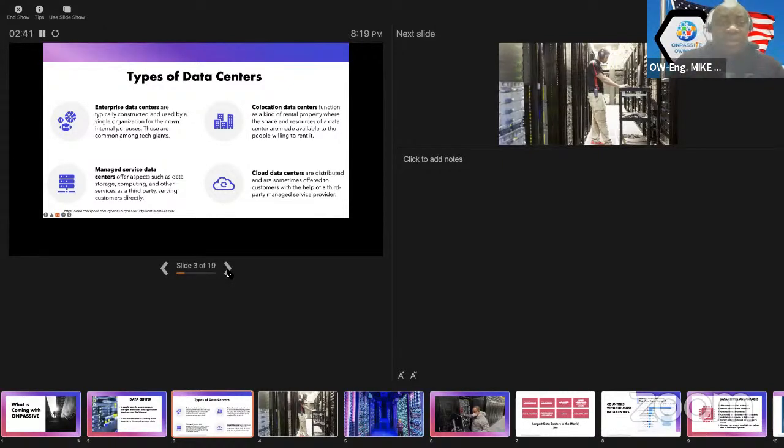The next one is the colocation data center, which functions as a kind of rental property where the space and resources of the data center are made available to the people willing to rent it. Most companies in the industry now prefer to rent data centers because they pay just as they use, or pay as you go. The space that you use is the exact space that you pay for. You don't have to pay for the whole data center, only the small space that you rent out.